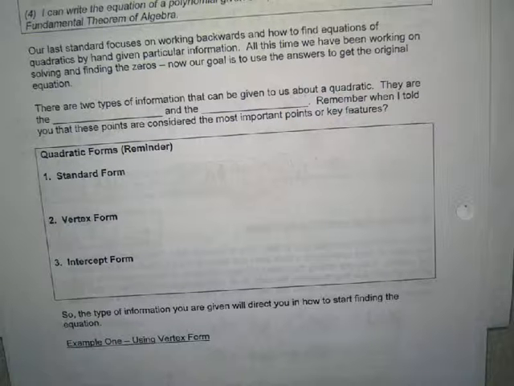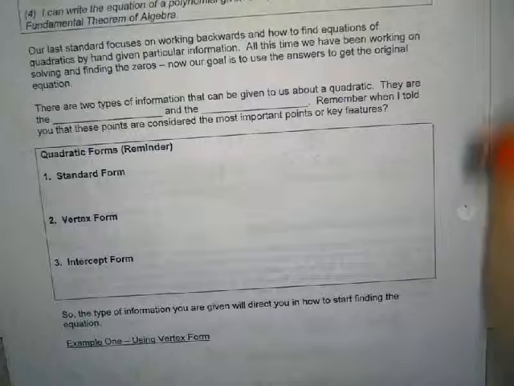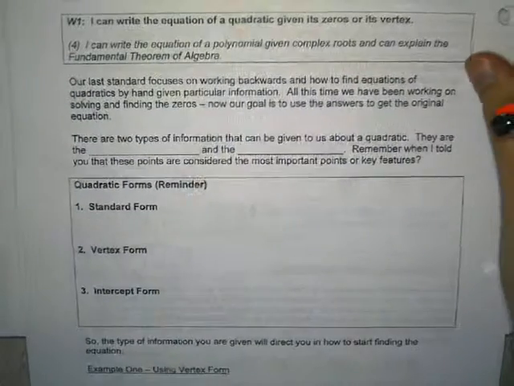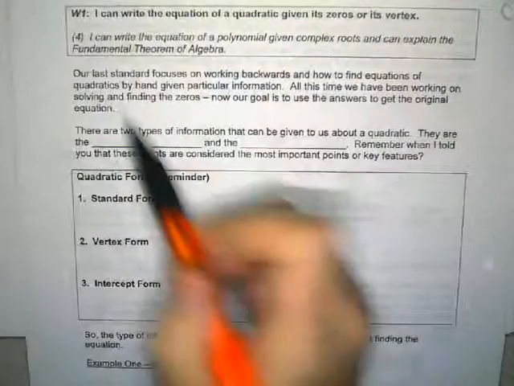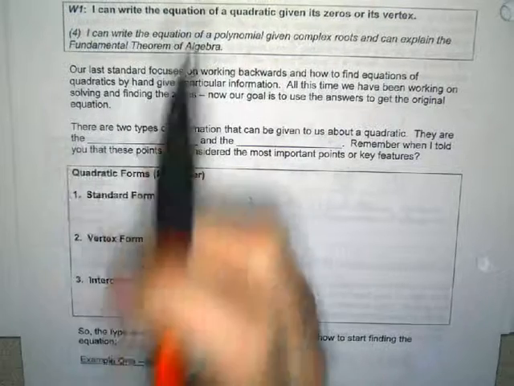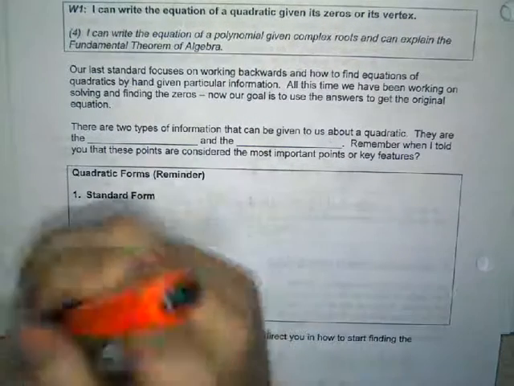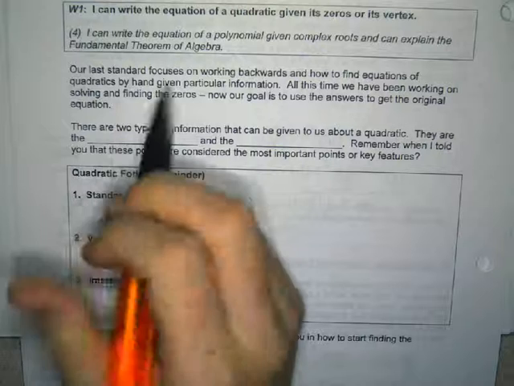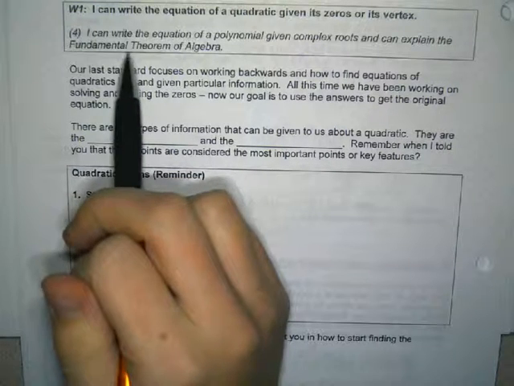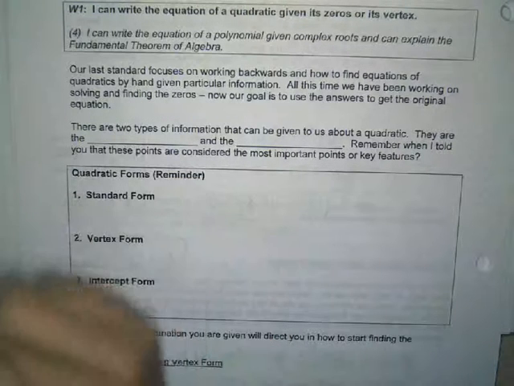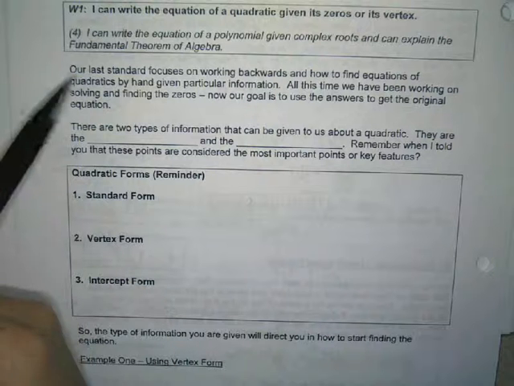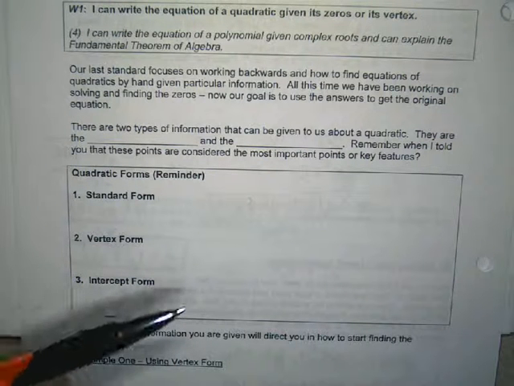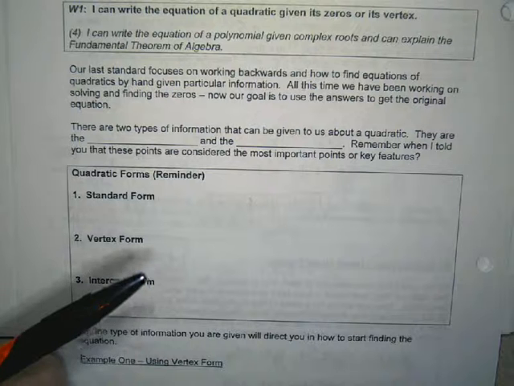Alright, this is the last standard that we have to cover in Unit 2. The proficiency part of the standard: I can write the equation of a quadratic given its zeros or its vertex. I can write the equation of a polynomial given complex roots and can explain the fundamental theorem of algebra, is the 4 type. Our last standard focused on working backwards and how to find equations of quadratics by hand given particular information.